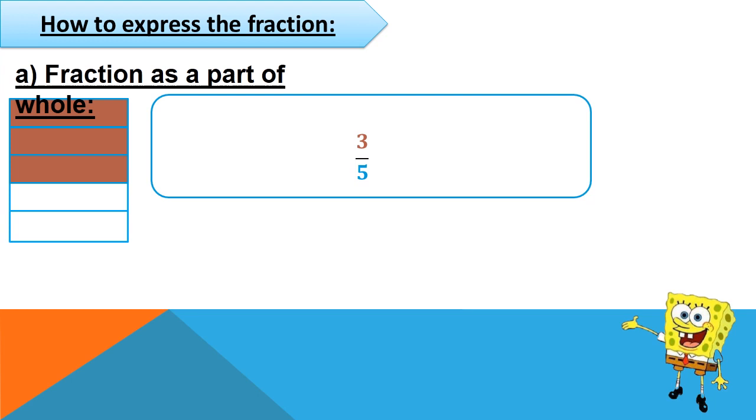How did you get 3/5? 3 here is referring to the number of colored parts. I want to know the brown parts. So how many brown parts here? 1, 2, 3. So this 3 is the number of colored parts, and it's called the numerator, okay?